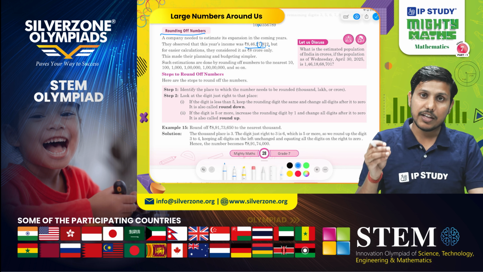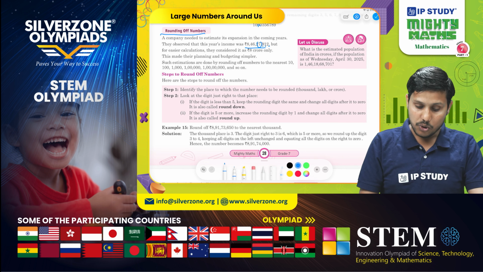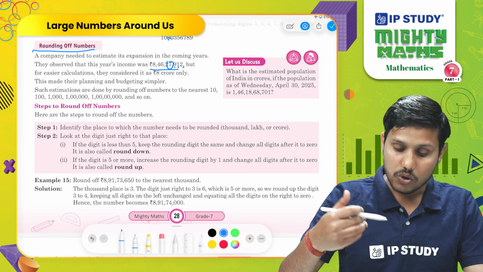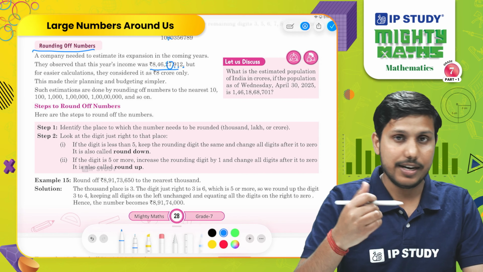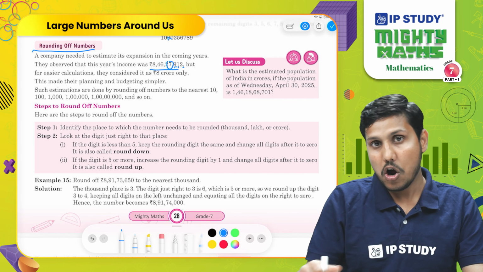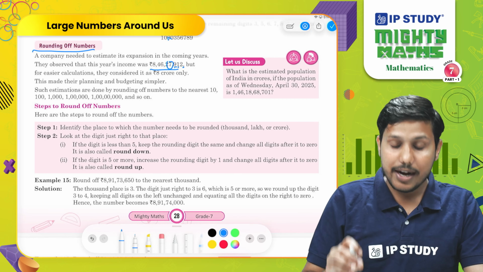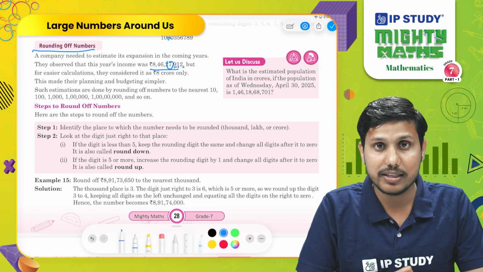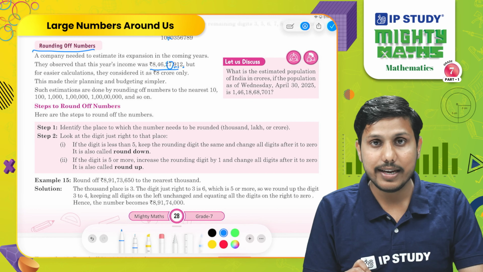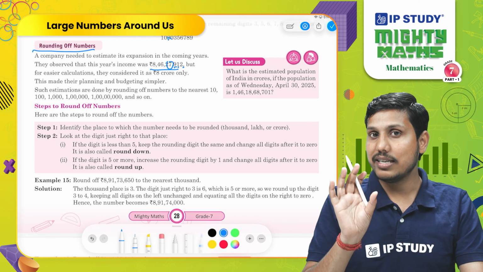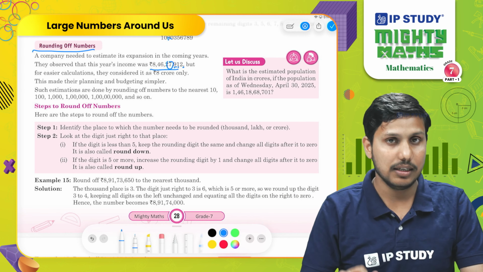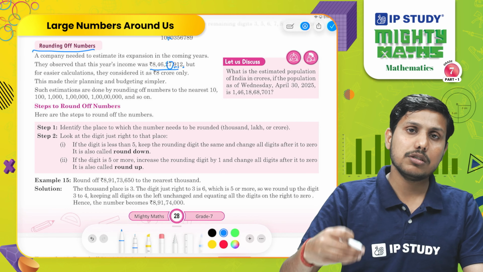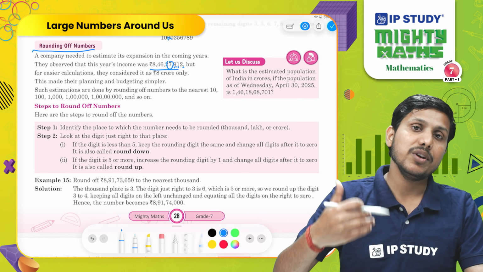On its right, if the digit is 5 or greater, then we need to increase the locked digit by 1. So 7 will become 8, and the rest of the digits after that locked digit will be 0. And if the digit just to the right of the locked digit is less than 5, then we keep the locked digit as it is, and we put zeros for the other digits following it. When it is 5, we just follow round up, which means we increase the number.